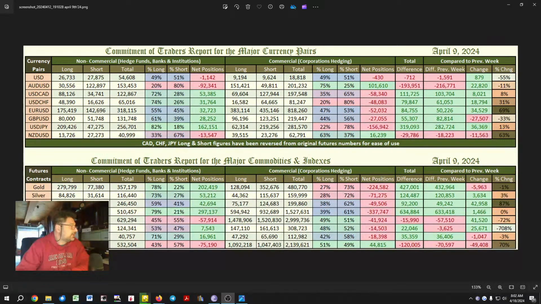Today I wanted to take a look at the latest set of CFTC data, as you can see on the chart. That's what I have up. This data was collected on April 9th, 2024. And even though that was 9 days ago, it's still extremely relevant because it gives us a good insight as to what the institutions have been doing with their positions. So we're going to take a look at that, as we always do.